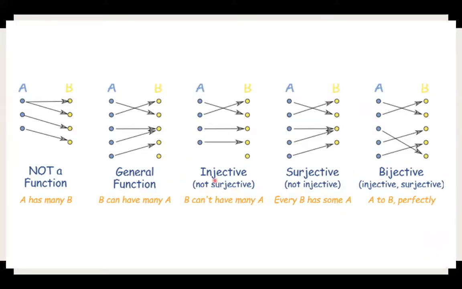So, to recall, injective is one to one, meaning B can't have many A. So they are paired. And then, surjective, meaning every element in your B, in your range, is mapped to A. And if it is bijective, meaning it is both injective and surjective.